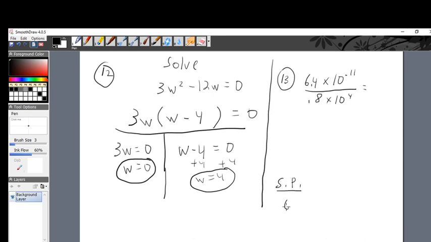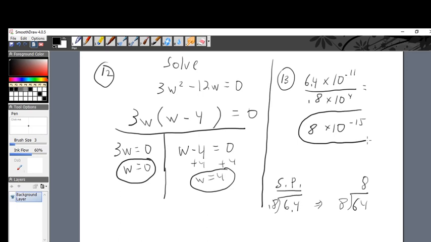What is 6.4 divided by 0.8? Well, that's the same thing as 64, move the decimal place over 1, 64 divided by 8. And what do I get? 8 doesn't go into 6, it goes into 64 8 times. So over here, as part of the answer, it's going to be 8 times 10 to the something. Negative 11, and this is on the bottom, so it's a minus, so I subtract. So it's negative 11 minus 4. That's negative 15. And here is the bottom line answer for problem number 13.